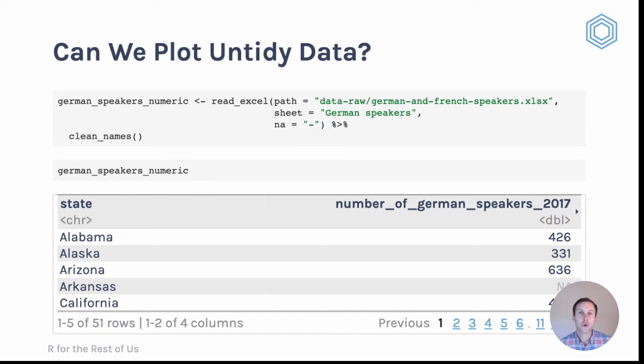So let's try to think about plotting this data. What if we wanted to make, for example, a small multiples bar chart that showed the number of German speakers in each year, 2017, 2018, 2019, as its own small multiples bar chart? How would I do this?